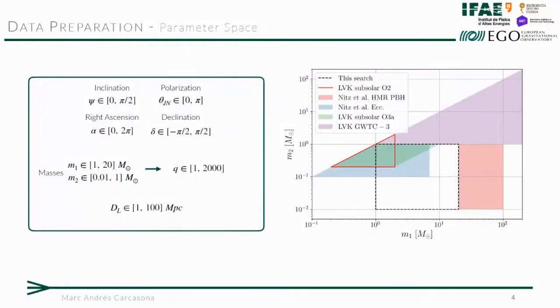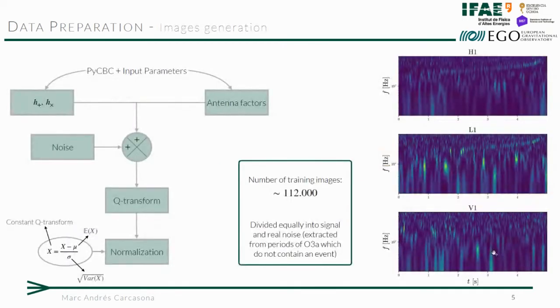150 megaparsecs, and the neural net is capable of detecting it if the shear mass is high enough, etc. The way then in which we generate the images is by using PyCBC to generate basically the strain, both the plus and cross polarizations and the antenna factors. We combine these things and then we add it to noise.